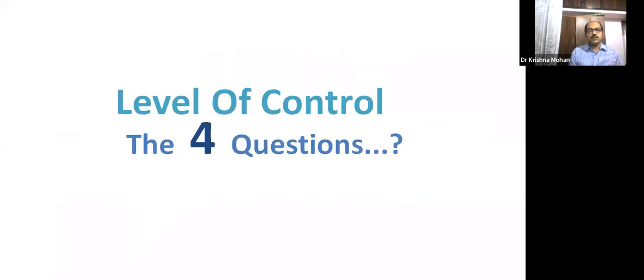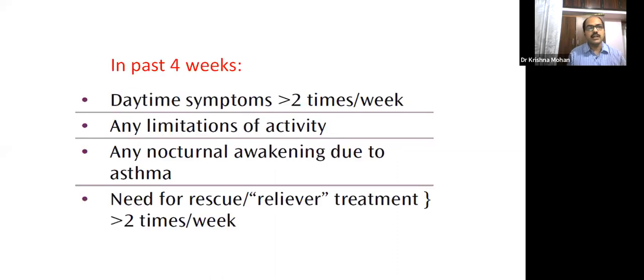The level of control is very simple, nothing more. You just need to ask the patient or the parent coming before you these 4 questions. In the last 1 month, in the past 4 weeks, did he have daytime symptoms more than 2 times per week? Is he having any limitation of activity? Is he having night symptoms which awaken him from sleep? And is there a need for rescue or reliever treatment more than 2 times a week? You ask the patient these 4 questions.